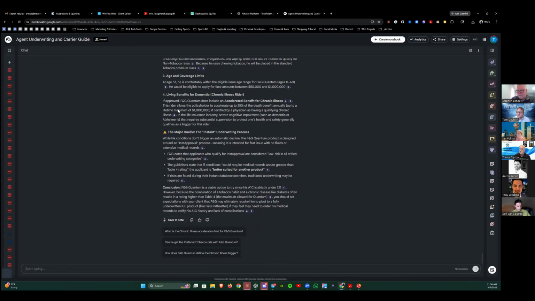So the rider allows the policyholder to accelerate up to 25% of the death benefit annually, up to a lifetime maximum of $1 million, if certified by a physician. So it's explaining what it is. It's also explaining what the hurdle is. They're not going to instant approve them, but they'll probably look at it, and they'd be willing to maybe substandard him. So on an instant decision product, you can go down that route and look at it.